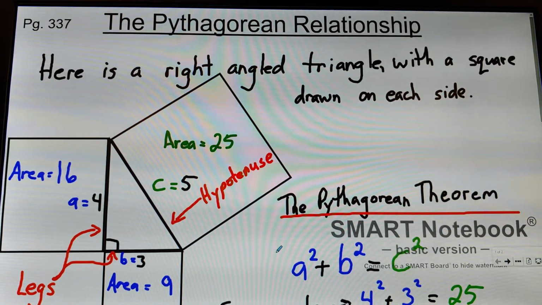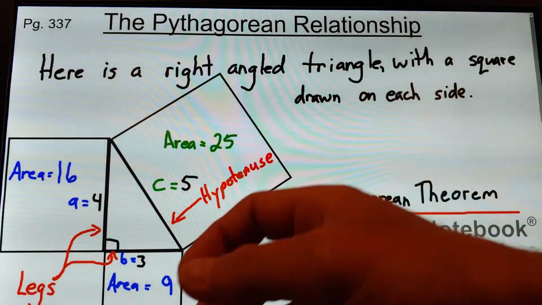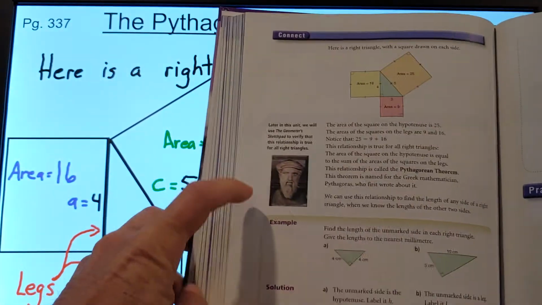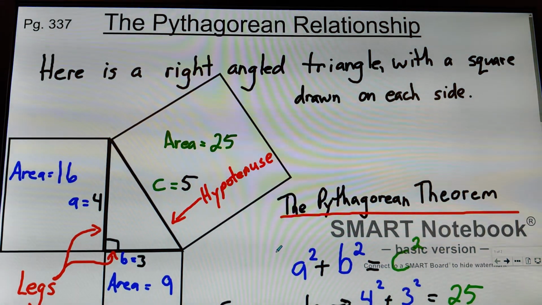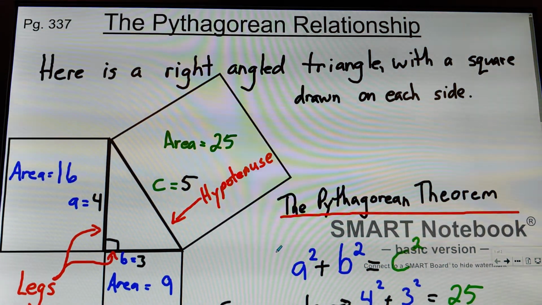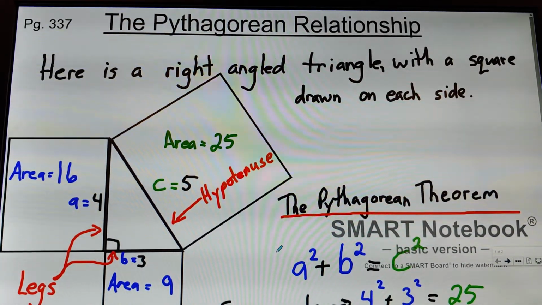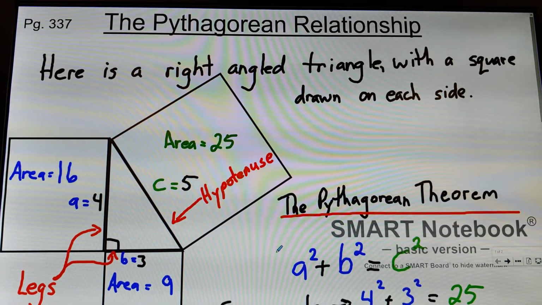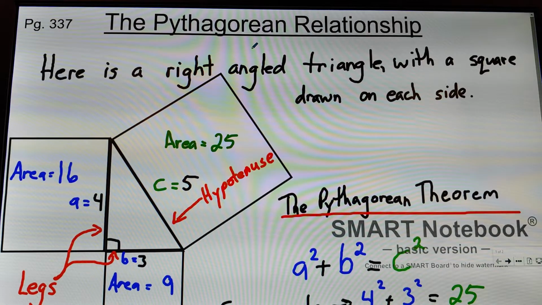So where this comes from, there was a gentleman named Pythagoras, and there is a lovely bust of him here, meaning like a carving of his head and shoulders. So Greek mathematician. And he was playing with right angle triangles, trying to figure out what was going on with them, if there's anything special. And he found out there was. And so he named that relationship that he found after himself.